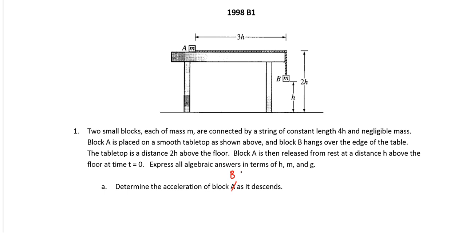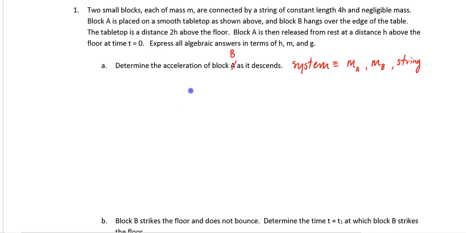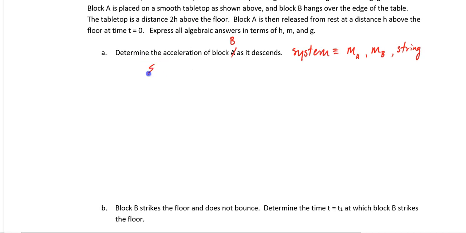So let's say our system is defined as block A and block B and the string between them. Alright, so the quick way to do this then is to say that the sum of all the forces acting on the system is equal to the mass of the system times your acceleration, right? That's Newton's second law. Sum net force equals ma.